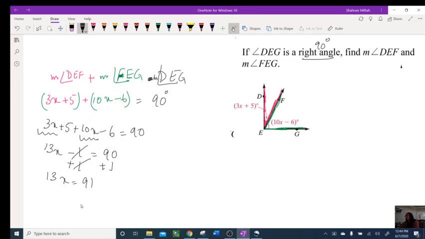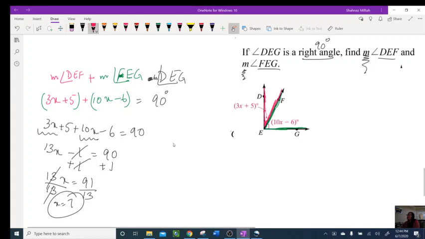Now I'm going to divide 13 both sides. Let's use a calculator and see what 91 divided by 13 will give me. 7. So x is equal to 7. You know this is not my answer because the question is asking to find the measurement of angle DEF and the measurement of angle FEG. So I have to plug that in everywhere.